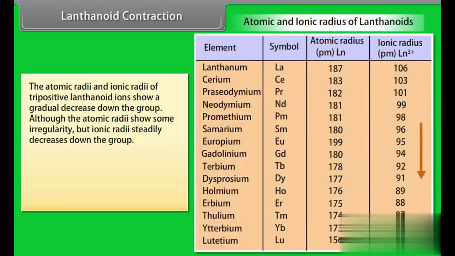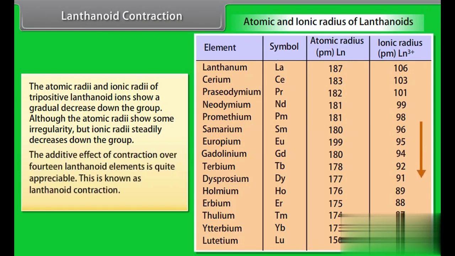The atomic radii and ionic radii of tripositive lanthanoid ions show a gradual decrease down the group. Although the atomic radii show some irregularity, the ionic radii steadily decrease down the group. The additive effect of contraction over 14 lanthanoid elements is quite appreciable. This is known as lanthanoid contraction.